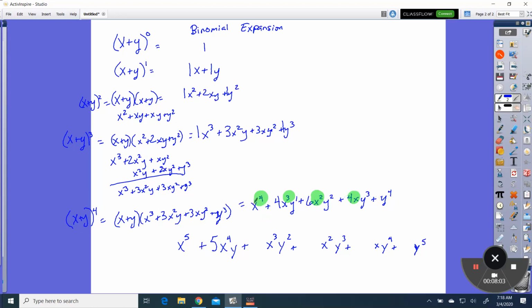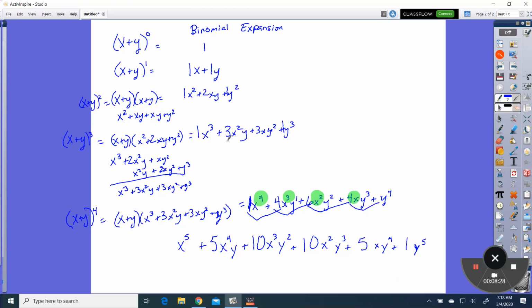Now here's the trick on the numbers. What's 1 plus 4? 5. What's 4 plus 6? So that 10 goes there. What's 6 plus 4? So that goes there. 4 plus 1 again. And then there's a 1 at the end.